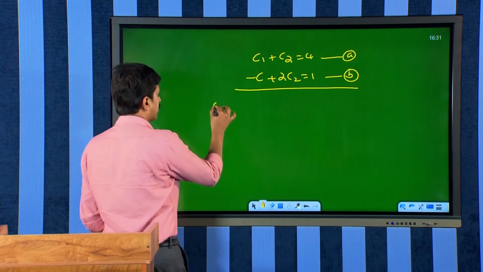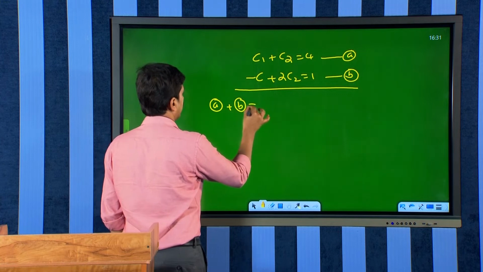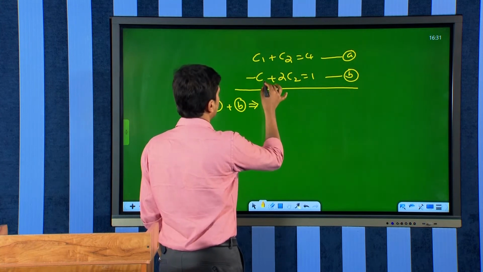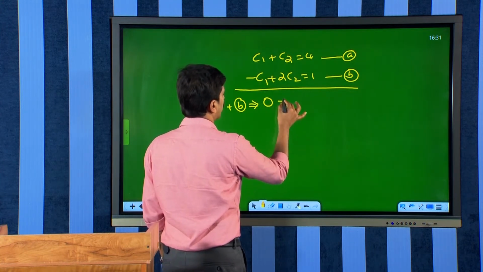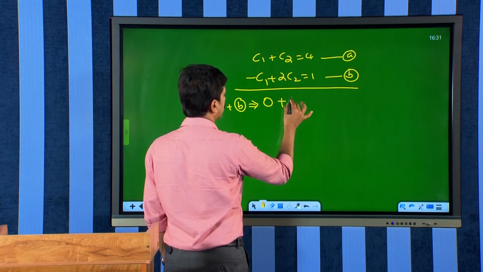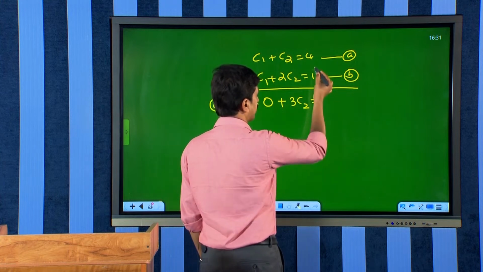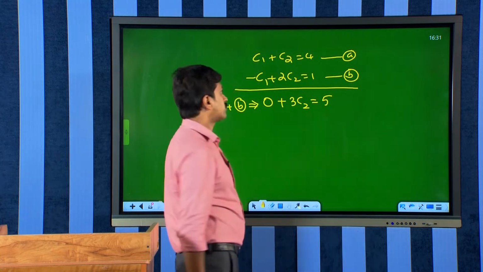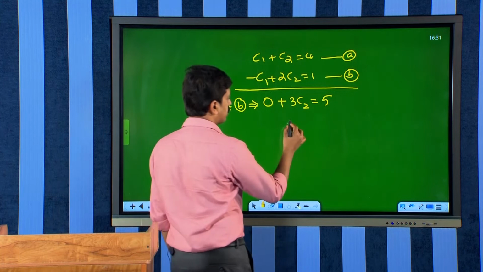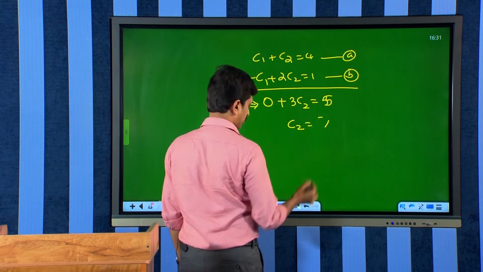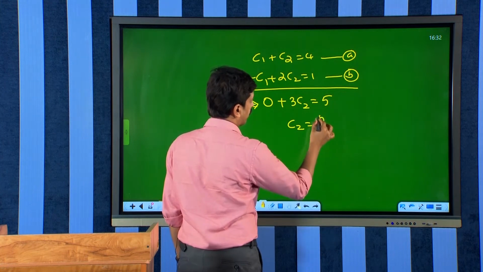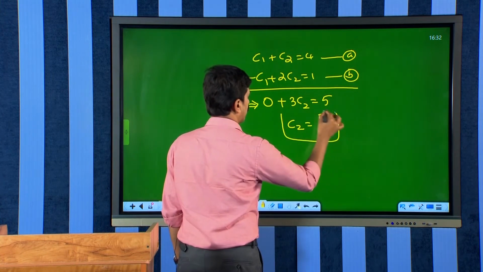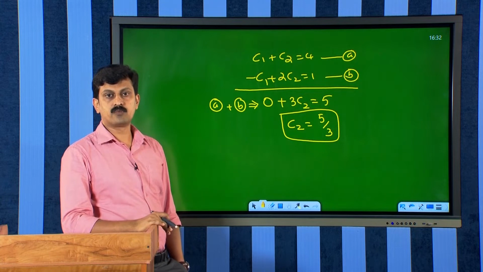Fine. We can add A with B. So, A plus B: minus C1 plus C1 equals 0, plus C2 plus 2 C2 equals 3 C2, equal to 4 plus 1, which is 5. So, 3 C2 equal to 5, therefore C2 equal to 5 by 3.